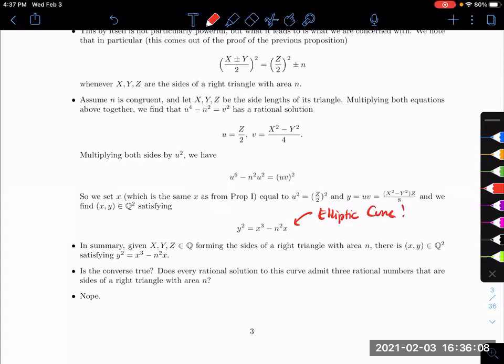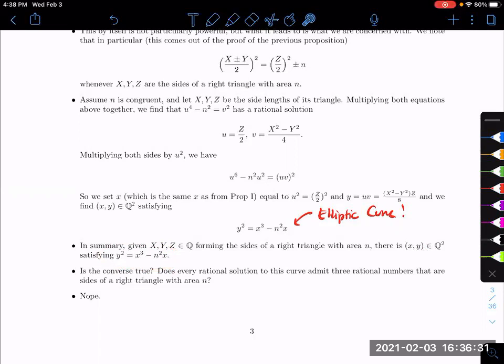So what does this tell us? Let's summarize. If I give you three rational numbers and they form the sides of a right triangle with area n, then you can locate two rational numbers, little x and little y, satisfying this elliptic curve: y squared equals x cubed minus n squared x. So that's interesting.